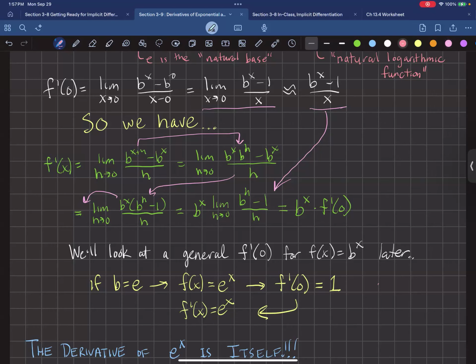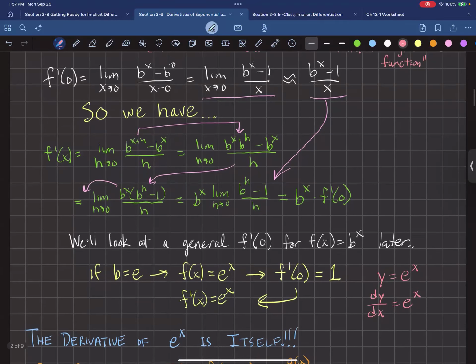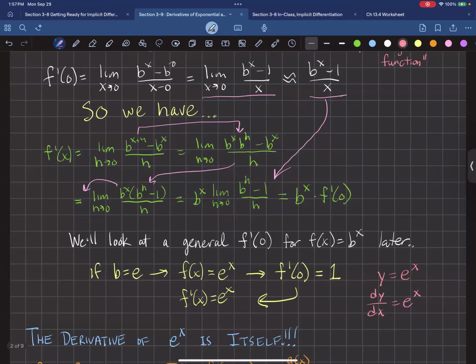So if you start with y equals e to the x, dy dx equals e to the x. It's the only function where the derivative of e to the x is itself. That's super cool. I don't know about you, but it's super cool.